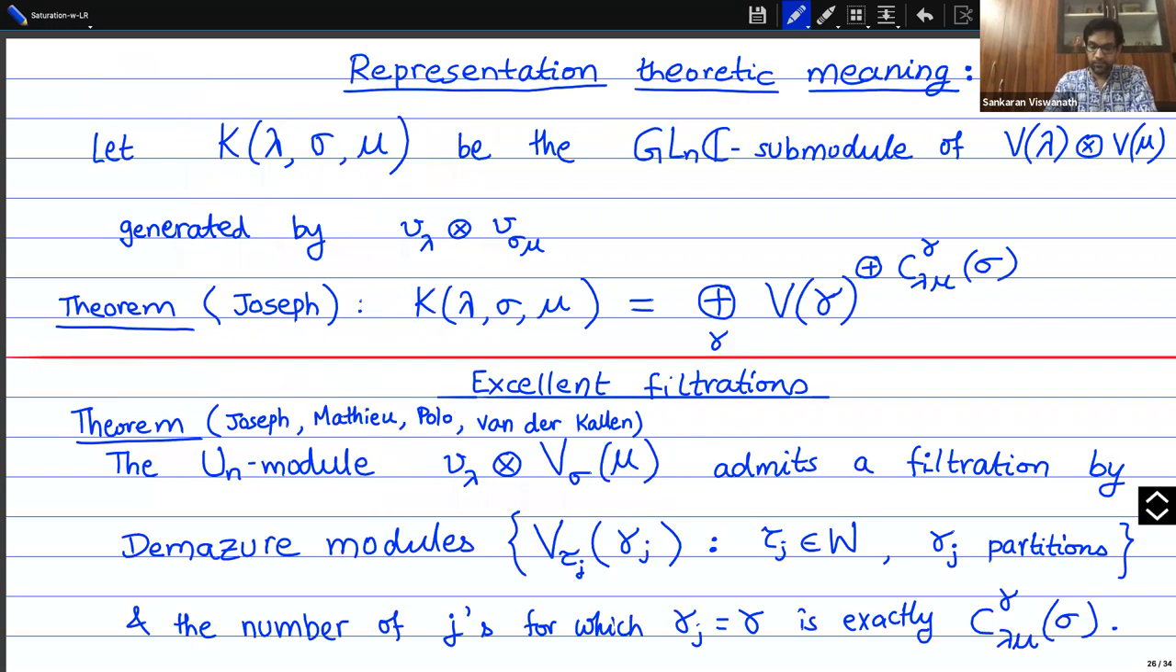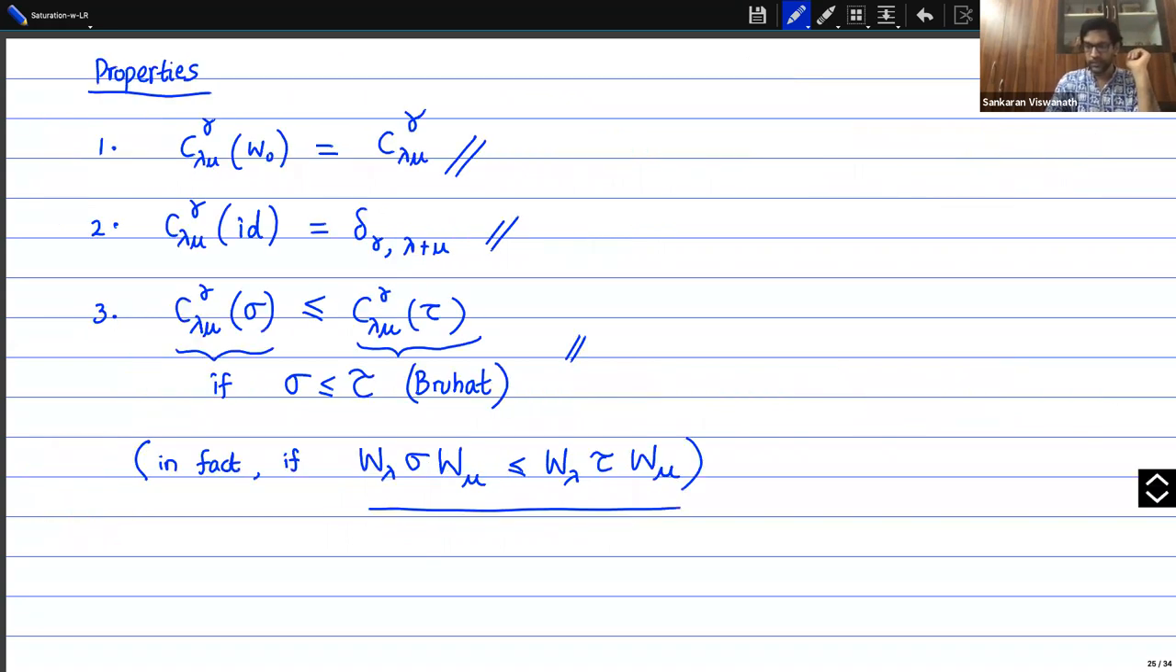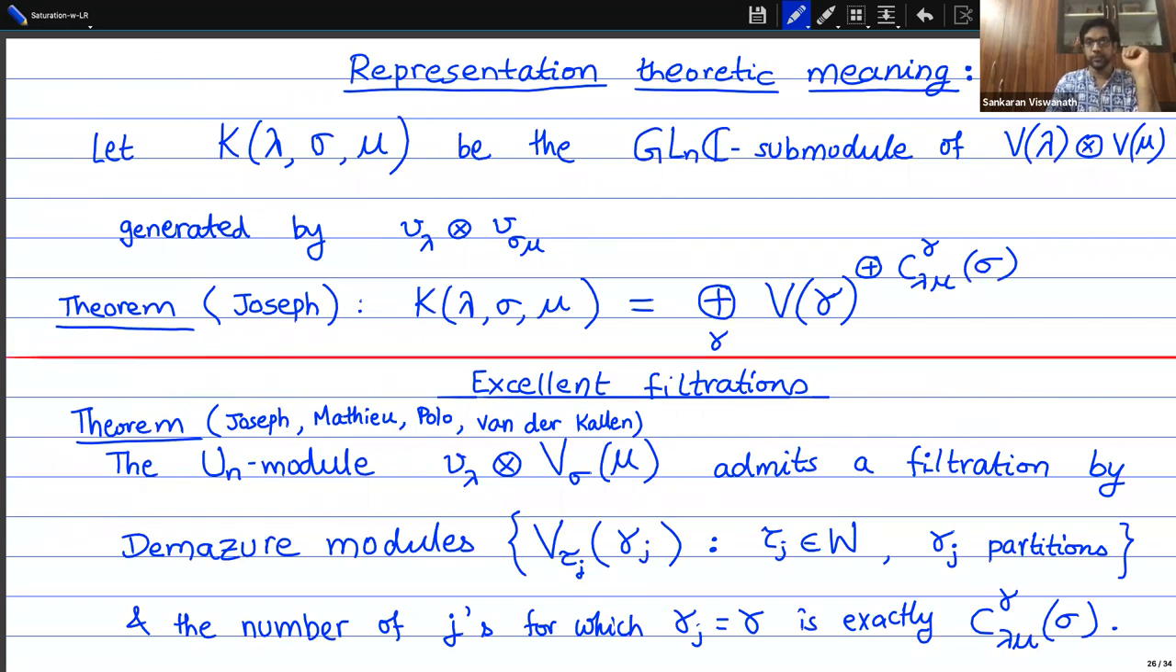But here's the, so I should say that at this moment, this is just some rather unmotivated sort of definition, which is, I just take the full Littlewood-Richardson coefficient and say that instead of taking all words which contribute to it, let me only restrict my attention to the words which come from a given Demazure crystal. Okay, so some sort of arbitrary restriction that I'm imposing at this point. But it turns out that this actually has some representation theoretic meaning, which is really why we want to study these in the first place. And the meaning is as follows.